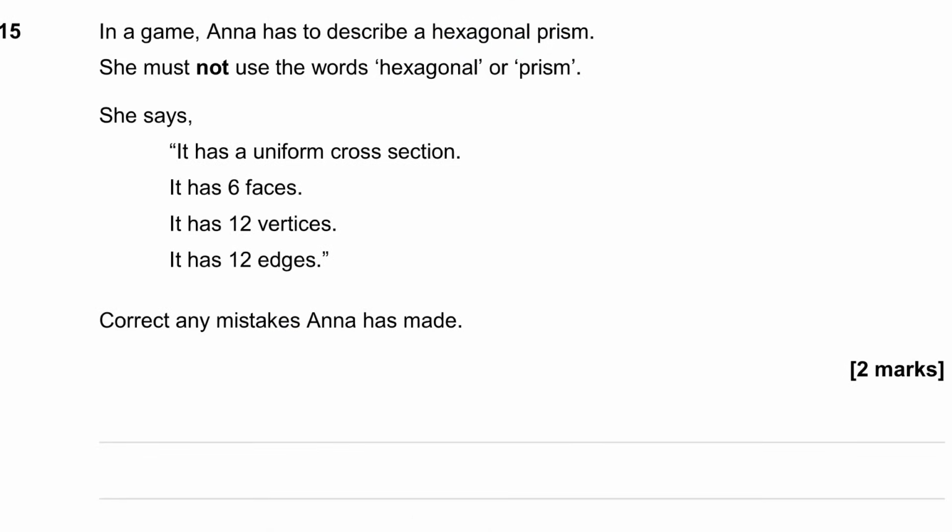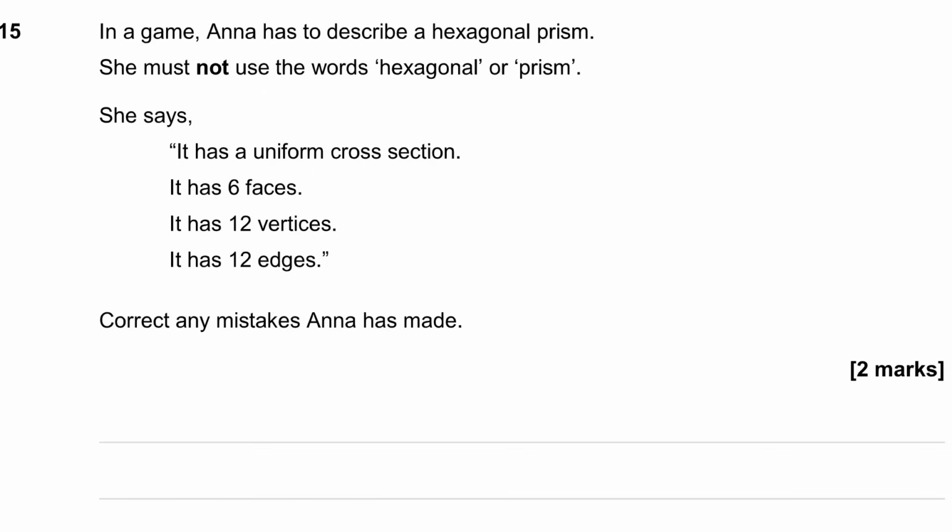In a game, Anna has to describe a hexagonal prism. She must not use the word hexagonal or prism. She says it has a uniform cross-section, it has 6 faces, it has 12 vertices, it has 12 edges. Correct any mistakes that Anna has made.